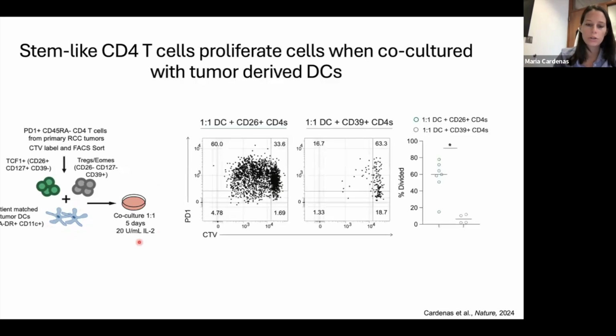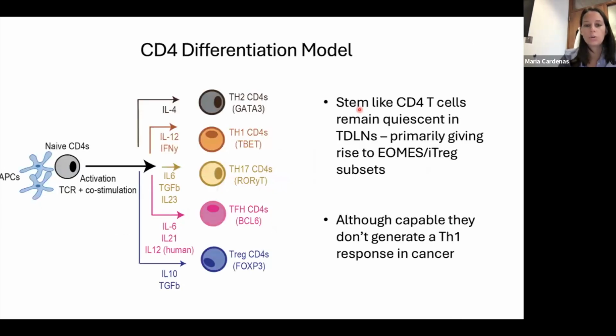And we culture them for 5 days with a little bit of IL-2 that is not sufficient by itself to induce proliferation. And what we find is that these TCF1 or CD26 positive CD4s are capable of undergoing many rounds of division when placed with these matched dendritic cells, whereas similarly to the beads, these CD39 positive effectors are not capable anymore of undergoing rounds of division. And so we in fact have this really functional but undifferentiated CD4 T cell within these patient tumors.